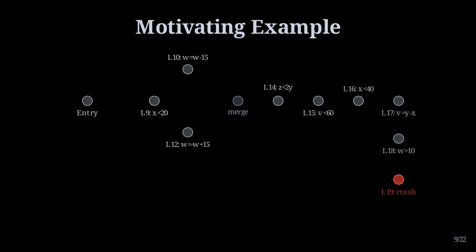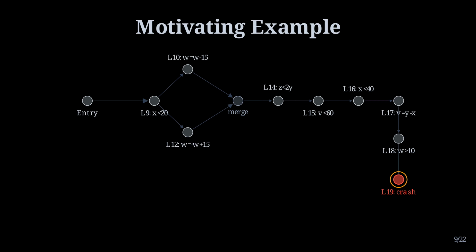Let me walk through a concrete example to show how this actually works. The paper uses a small code snippet where the target is a crash at line 19, which is guarded by the condition w greater than 10 at line 18. So any execution that reaches the crash must have w greater than 10 at that point. The interesting part is what happens earlier in the program. At line 9, there is a branch on x less than 20. If that condition is true, line 10 executes w equals w minus 15. If false, line 12 executes w equals negative w plus 15. So w gets modified before it reaches the check at line 18.